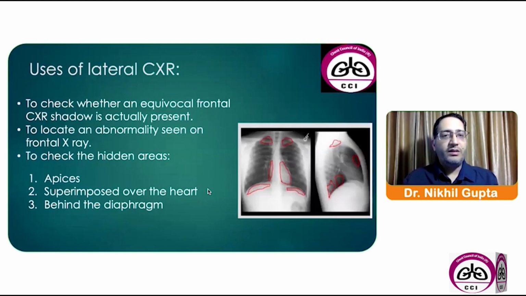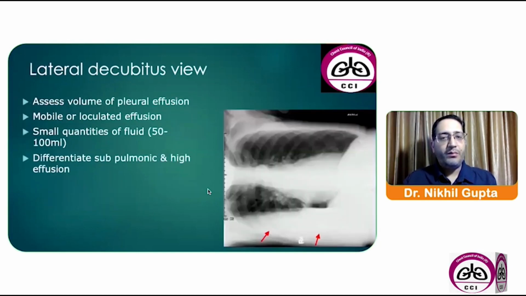So what are the uses of lateral chest X-ray? To check whether an equivocal chest X-ray shadow is actually present, to locate an abnormality seen on frontal X-ray, and to check the hidden areas, that is apices superimposed over the heart and the area behind the diaphragm.